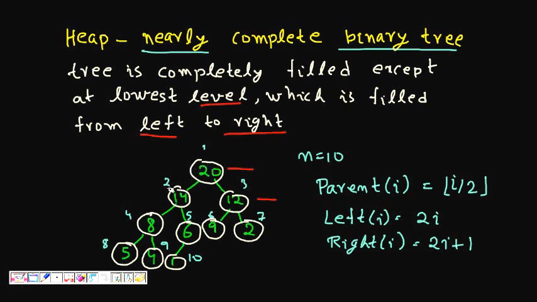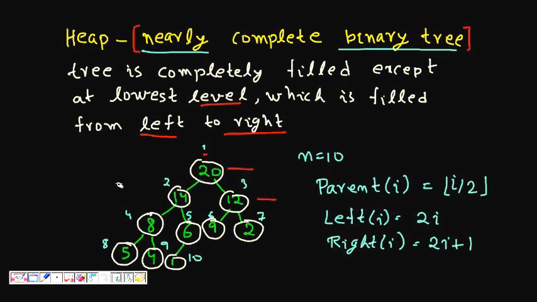So a heap is a nearly complete binary tree. This is the first property. And the next thing is, if we put an index on it, this node has index 1, and then 2, 3, 4, 5, 6, 7, 8, 9, 10. So we are numbering each node: the first node at the first level first, then the second level from left to right, the third level from left to right, and the fourth level from left to right.